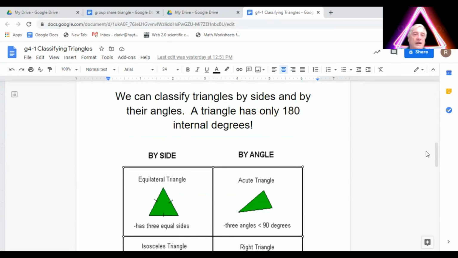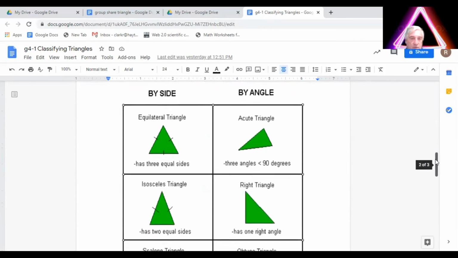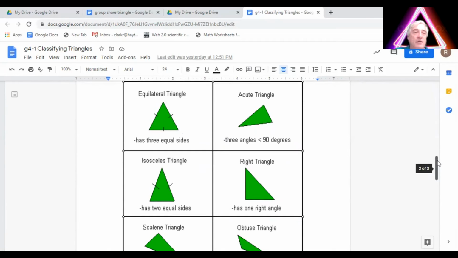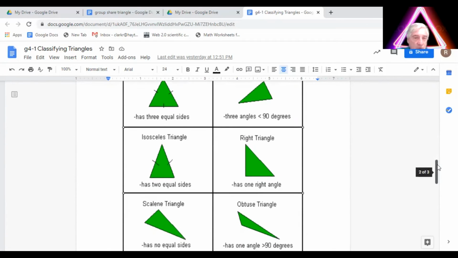We classify triangles by sides and by their angles. A triangle only has 180 internal degrees. By side, we have equilateral triangles. It is marked equal on all 3 sides. All 3 sides are equal. All 3 angles are also equal. So that's 180 degrees inside divided by 3. One of you already did that. That's 60 degrees. We have an isosceles triangle, and it's spelled right here.